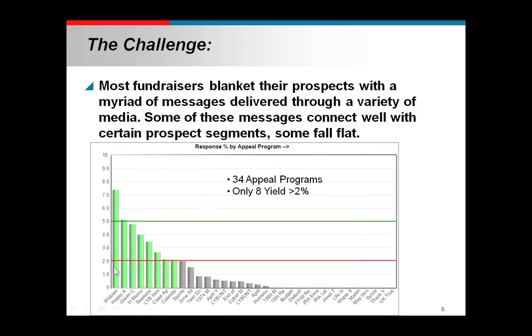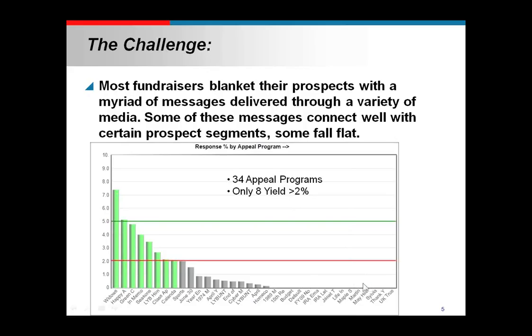Each bar here is a program, a theme. It could be made up of multiple types of appeals. It could be phone, email, letters merged together. And in this particular case, there's 34 appeal programs, and there's 8 of them on the left here in green, yielding better than 2%. Here's one that's up at 7.5%. That's great. But there's 26 of them, the others, that run down, and many of them have extremely low yields.